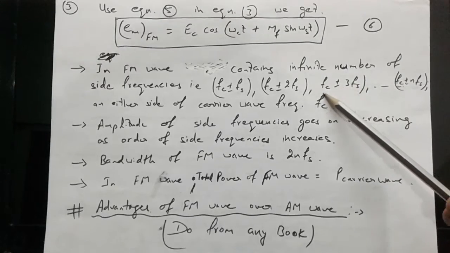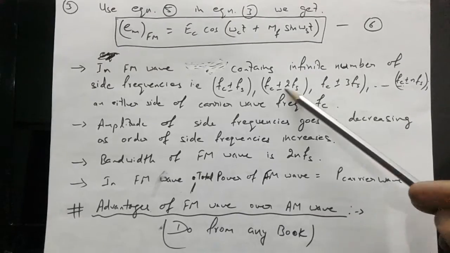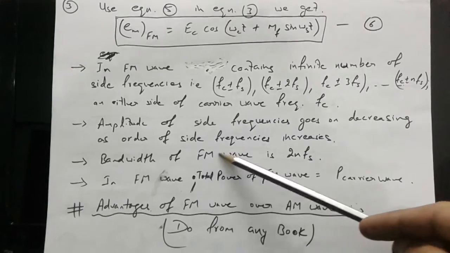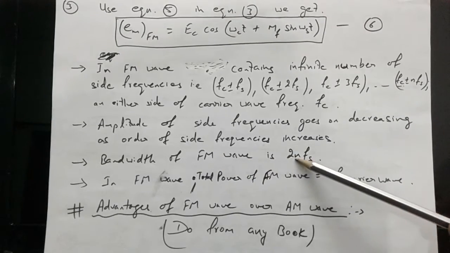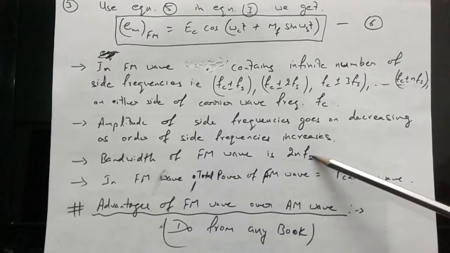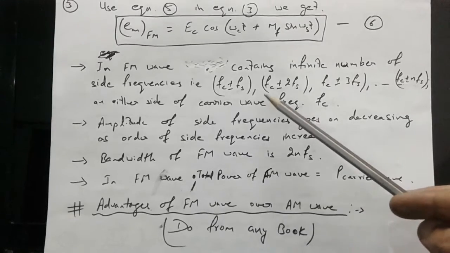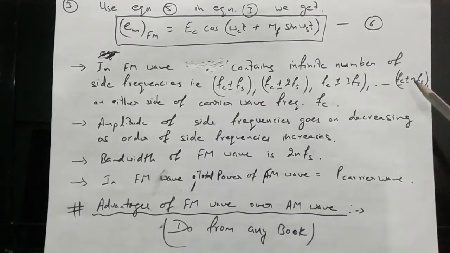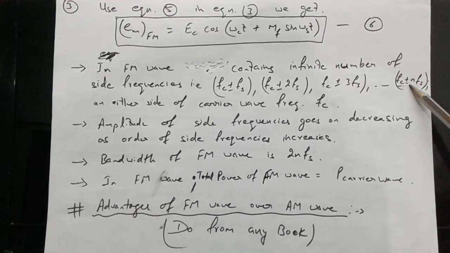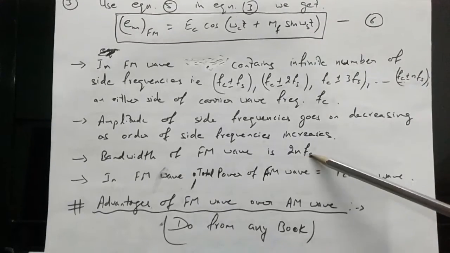It means that Fc plus minus 3Fs, its amplitude is less than Fc plus minus 2Fs and so on. Also the bandwidth for FM wave is 2NFs. So that is straightforward, because bandwidth is the difference between the extreme frequencies. So the extreme frequencies here are Fc plus NFs on the right side and Fc minus NFs on the left side. So the difference between them is 2NFs.